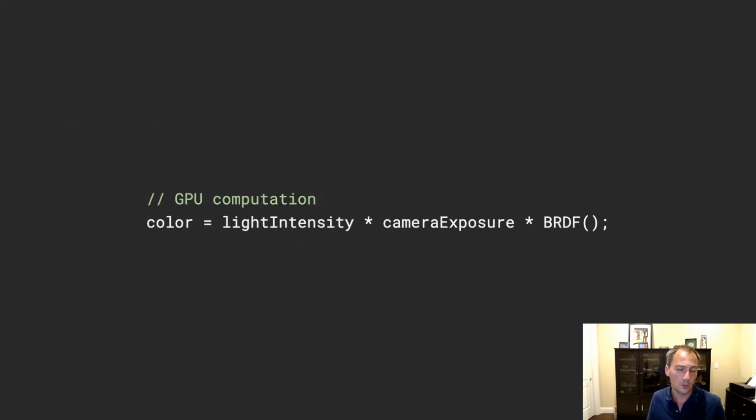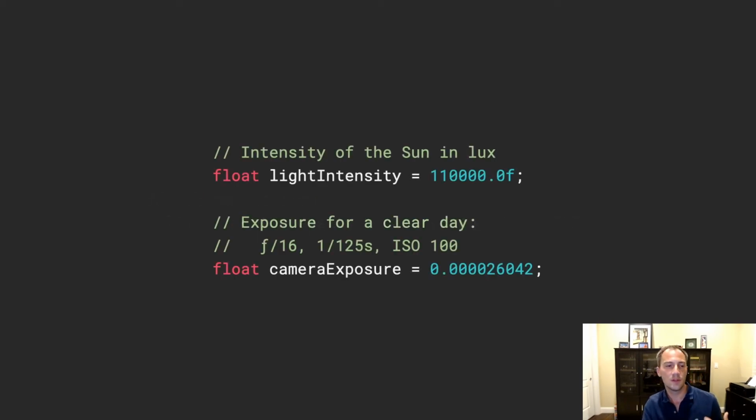And here's one last problem. This is a simplified version of lighting. We multiply the intensity of the light by the exposure by the BRDF. But things get a little more complicated when you look at potential values of those different variables. Because we use physical light units, our sun can have an intensity of 110,000 for a bright day. And the corresponding exposure is a very small value.